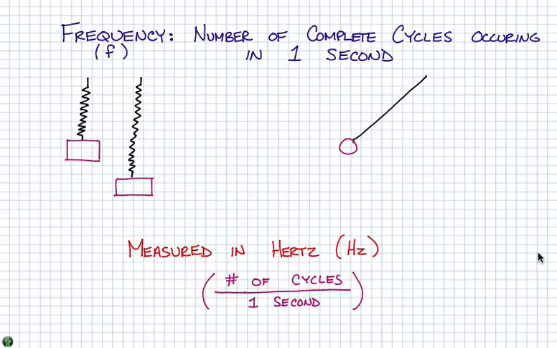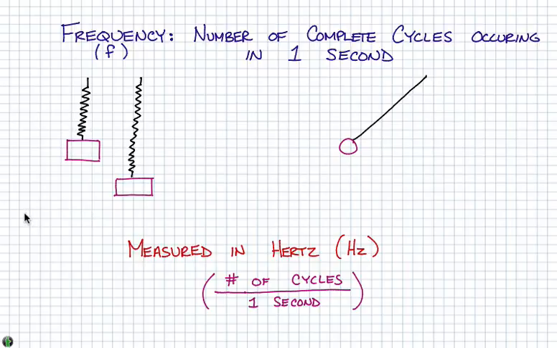Frequency, somewhat similar, but it's actually the number of complete cycles occurring in 1 second. You're not looking at the time it takes to complete one cycle. I apologize for that. So in this case, if I were to pull this down and let go, the number of cycles it completes in 1 second is going to give me my frequency.